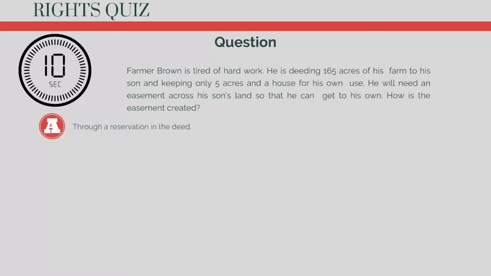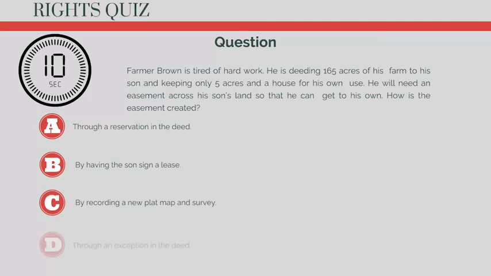A. Through a reservation in the deed. B. By having the son sign a lease. C. By recording a new plat map and survey. Or D. Through an exception in the deed.